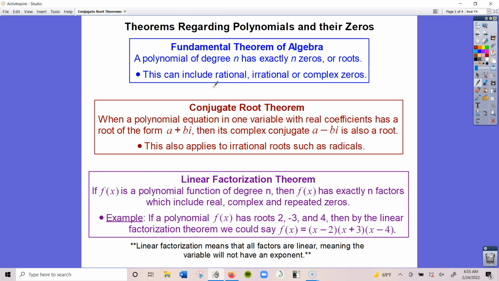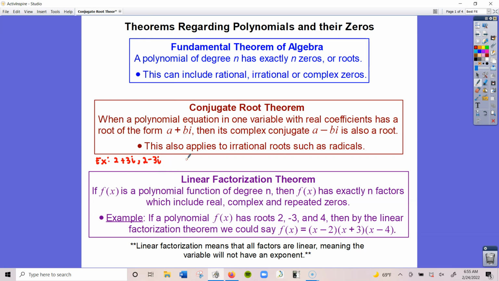And what this says is that when a polynomial equation in one variable with real coefficients has a root of the form a plus bi, then its complex conjugate, a minus bi, will also be a root. So as an example, if you know that 2 plus 3i is a root, then the conjugate 2 minus 3i must also be a root of that particular polynomial.